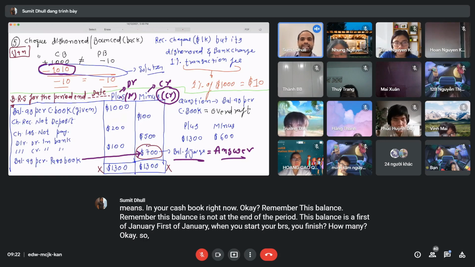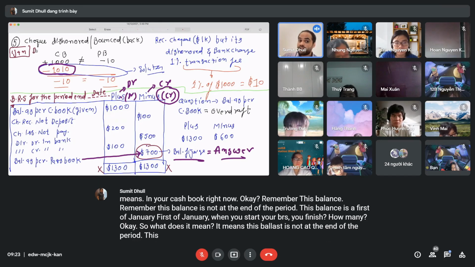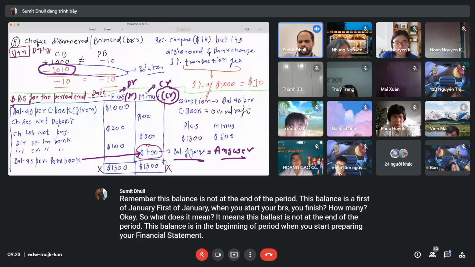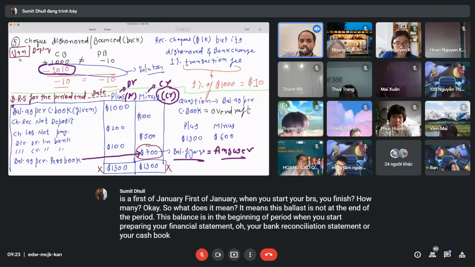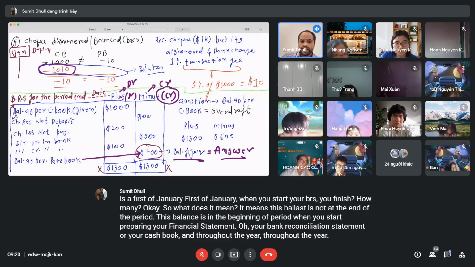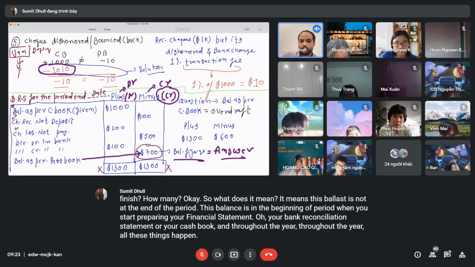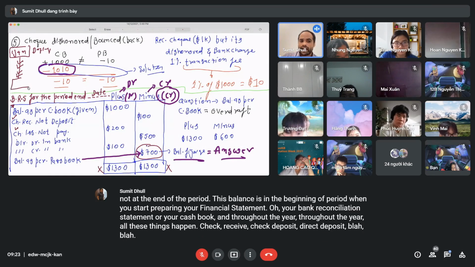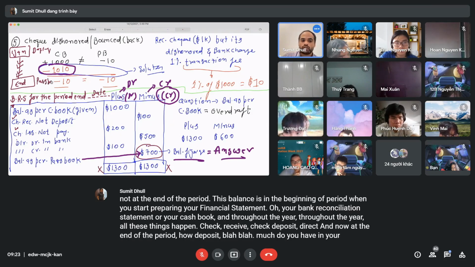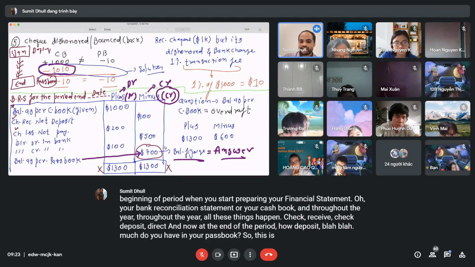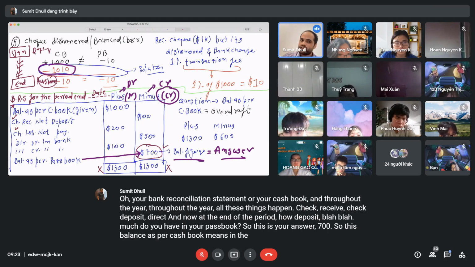So what does it mean? It means this balance is not at the end of the period. This balance is at the beginning of the period when you start preparing your financial statement or your bank reconciliation statement or your cash book. And throughout the year, all these things happen: check receive, check deposit, direct deposit, and so on. And now at the end of the period, how much do you have in your passbook? So this is your answer, 700. So this balance as per cash book means the beginning of the period, and this is at the end of the period.